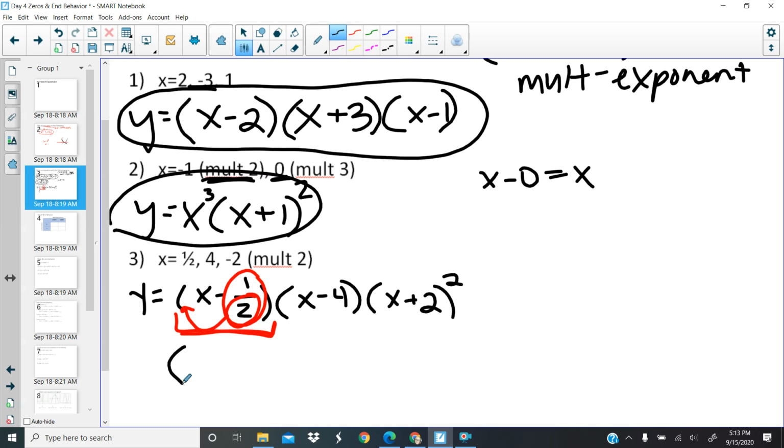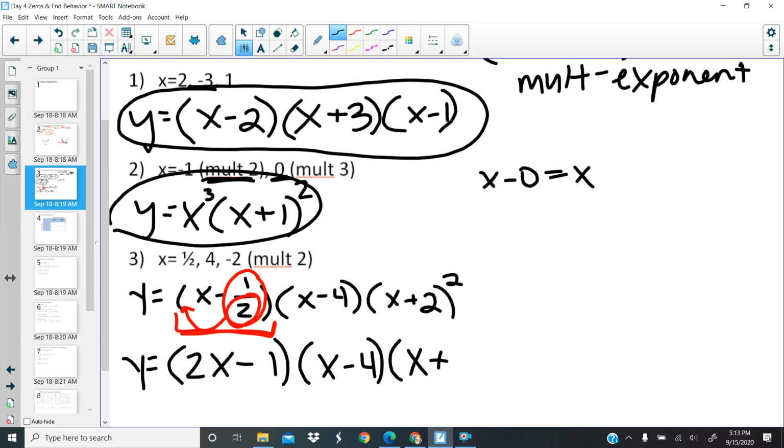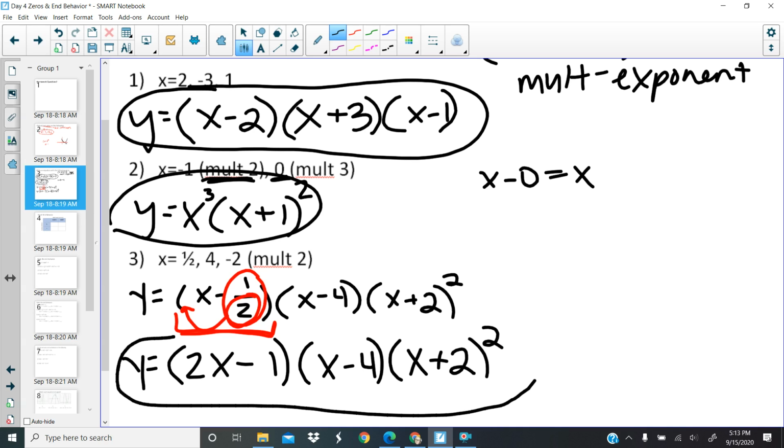So I'm going to take the 2 and kick that back out to the front, and I would have 2x minus the numerator, which is 1. And then I'm just going to drop my other 2 factors down as well. And you would have this as your final equation. So just be careful to make sure that you're not leaving fractions in there, and you'll just take whatever the denominator of the fraction is and kick that out to the front right there.